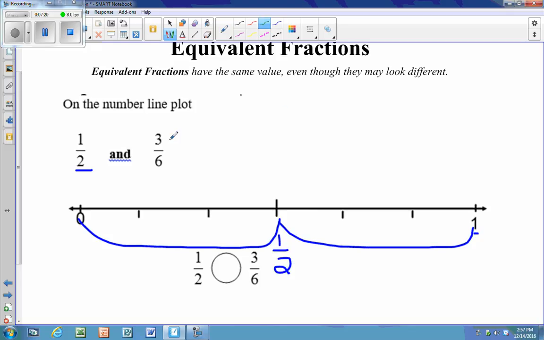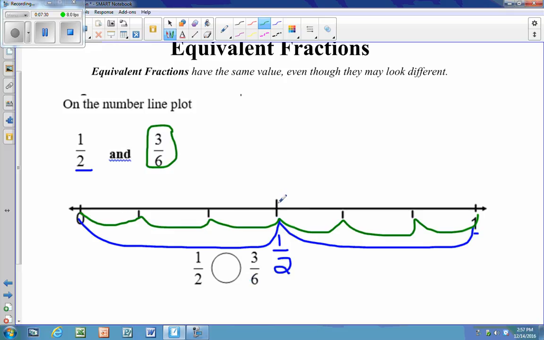Now I'm going to look at the 3/6, and I'm going to split it into 6 pieces. So I have 1, 2, 3, 4, 5, 6 pieces. And I want the third one, which is right here. And I see that 3/6 and 1/2 are at the same spot, so they are equal.